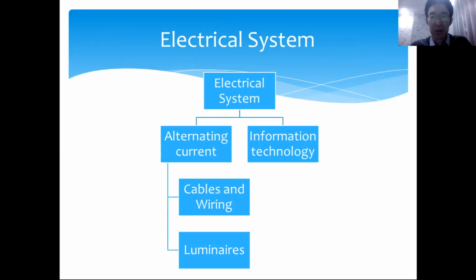The electrical system consists of, as we said, alternating current, which is about electricity, and IT technology, which is about different equipment. When it comes to alternating current, when we talk about electricity, we basically talk about cables and wiring, which is the concern of a professional, and then we have luminaries, which is all about lighting.